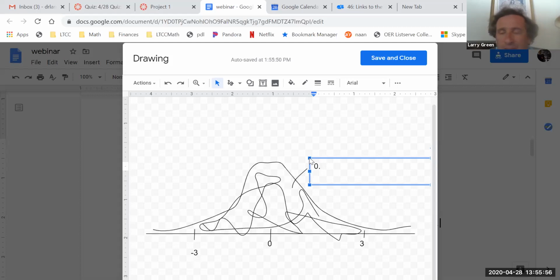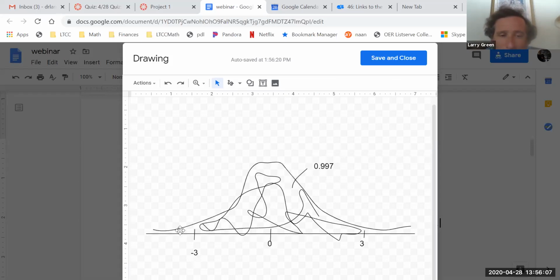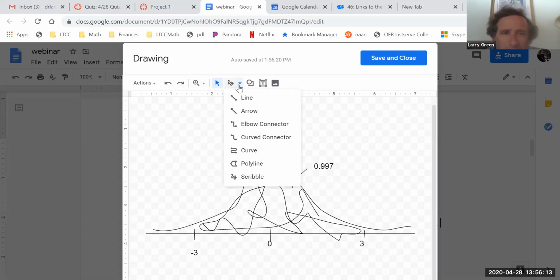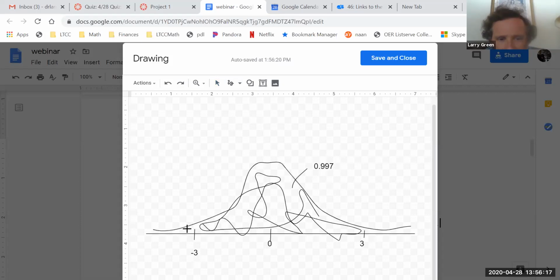Do you remember the number? It was an important number. Scroll up in the chat box, you'll see it. Yeah, 0.997. So we'll get that, and that's the thing. We also need to find out the area to the left of -3, because that's more of our picture. So we need to find that also.